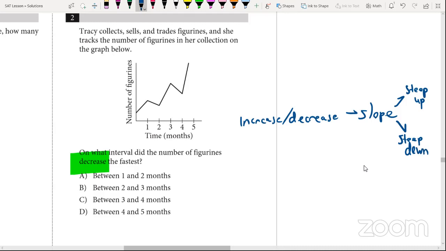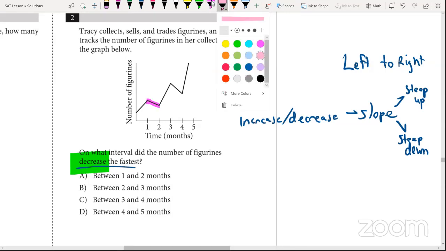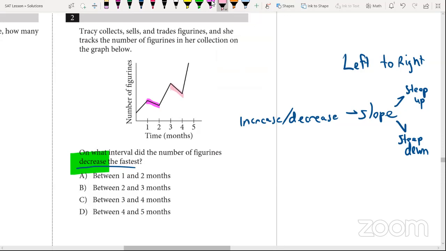And also the other thing is that when we're talking about slope, we're going from left to right. So because we're looking for a decrease, where is it very steep in the downward direction? And so right here in purple, we're on our way down. Right here in pink, we're also on our way down. And those are the only 2 places that the graph is on its way down. And the pink one is clearly more steep than the purple one. So between 3 and 4 is going to be the answer for number 2. And the answer for number 2 is C.